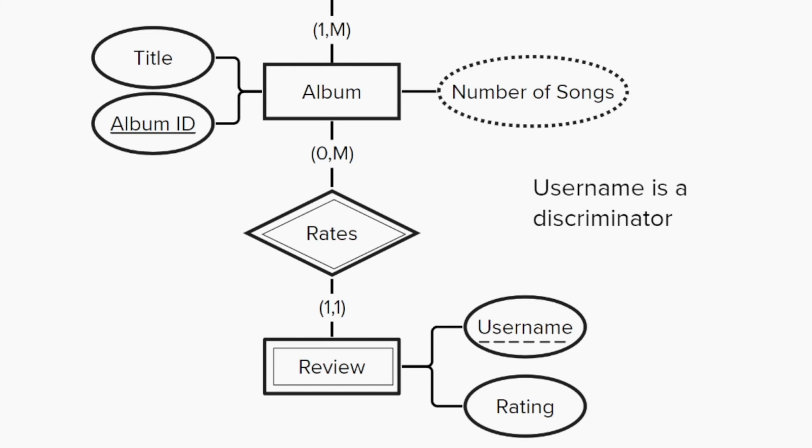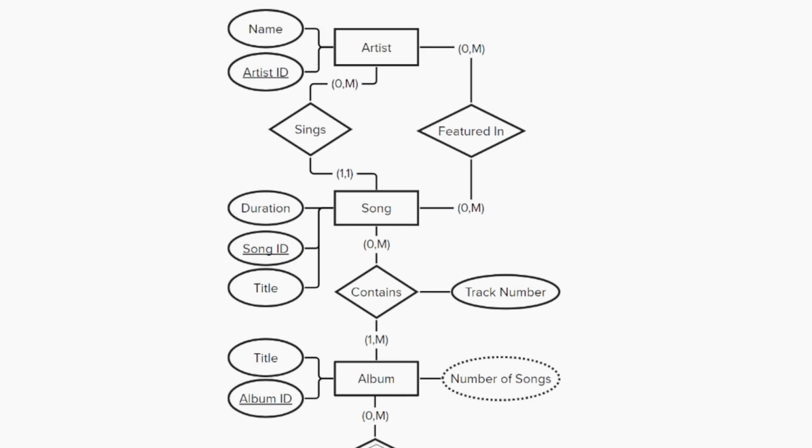Before moving on, note that if we simply added a unique review ID attribute to each review, that reviews would no longer be considered weak entities. But they would still be considered existence-dependent on albums because of the use of the 1,1 tuple connecting the review entity to the rates relationship. A double line could also indicate total participation in the relationship.